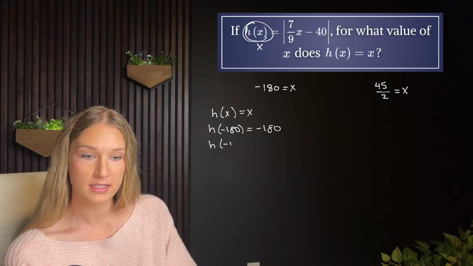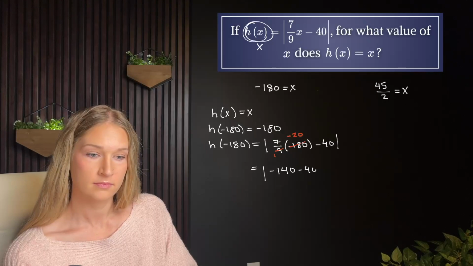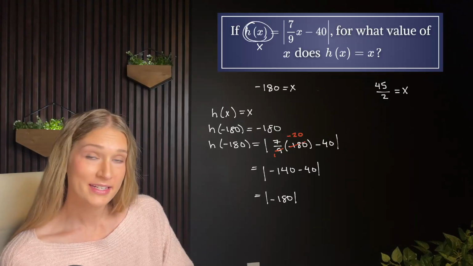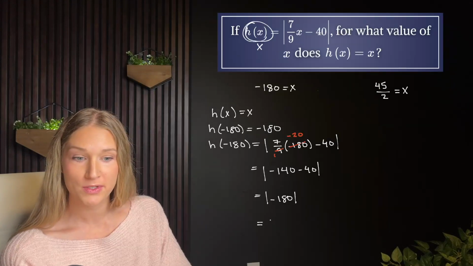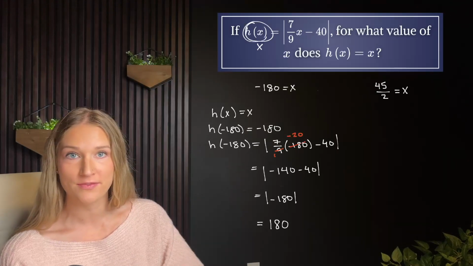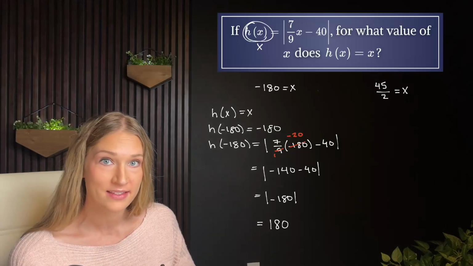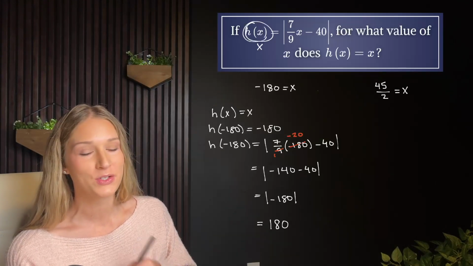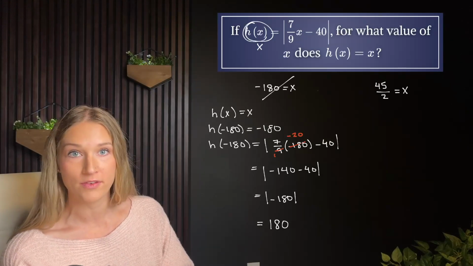I plug in my negative 180 and evaluate. So I did get negative 180, but it's inside those absolute value bars. When I take the absolute value, it's going to come out as a positive 180. So this does not give us the value that we needed. We needed to put in x and get out the same exact x. Not the positive version, but the same exact one. So x equals negative 180 is actually not a solution of our equation.